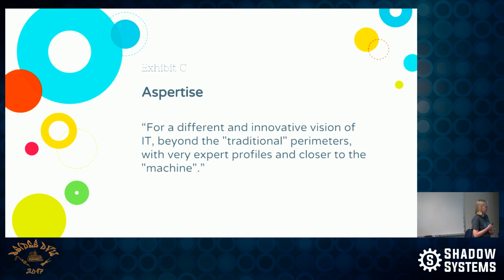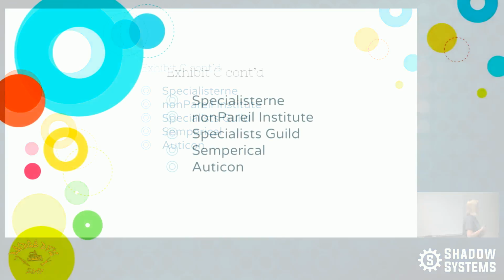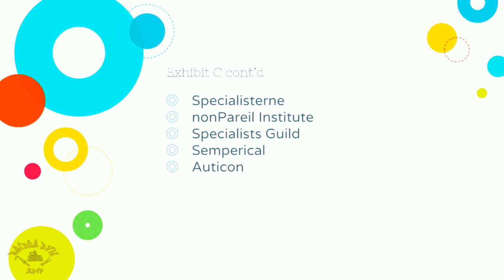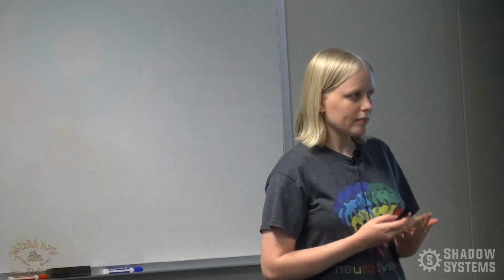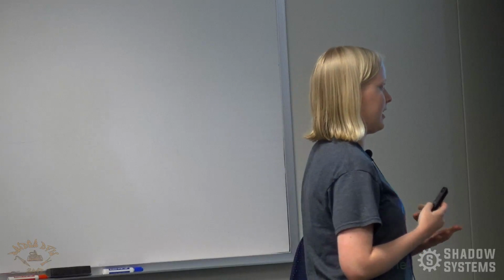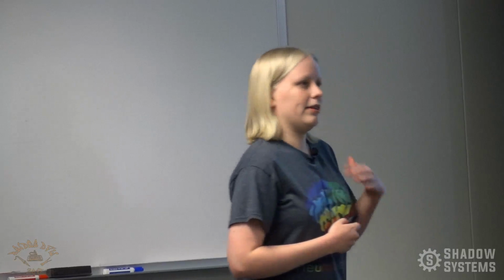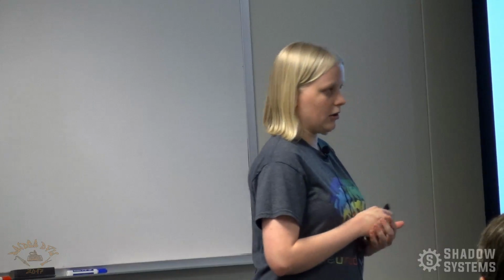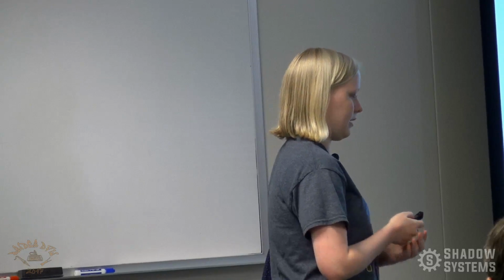And Aspertise is not the only company doing this. Specialisterne, Non-Parietal Institute, who I found out their office is in the building right next door to this one. So that's pretty cool. Specialist Guild, Empirical, Auticon. All these companies either train individuals in IT with high-functioning autism, teaching them both adult life skills, social skills, while also teaching them information technology and cybersecurity and other like things, programming. Or they're companies whose workforce is typically fully neurodiverse, and they contract out those individuals and hope those individuals work in other companies.